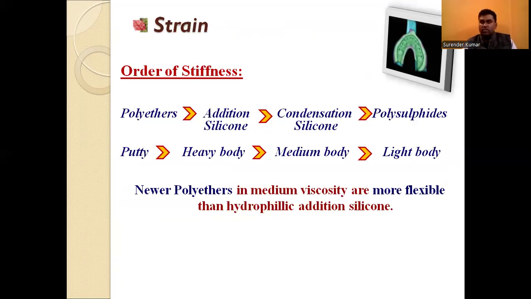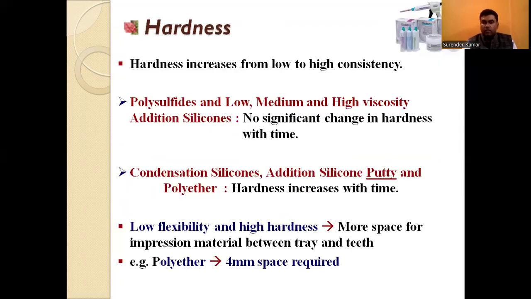Strain, the order of stiffness. Polyether has the greatest stiffness, followed by addition silicone, then condensation silicone and polysulfide. And according to viscosity, putty will have the greatest stiffness, then heavy, medium, and light body. But newer polyethers in medium viscosity are more flexible than hydrophilic addition silicone. So that means newer polyethers have come which are quite soft and can be used.